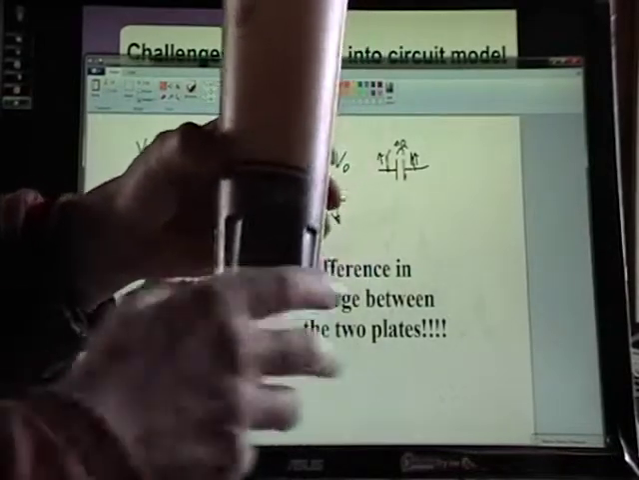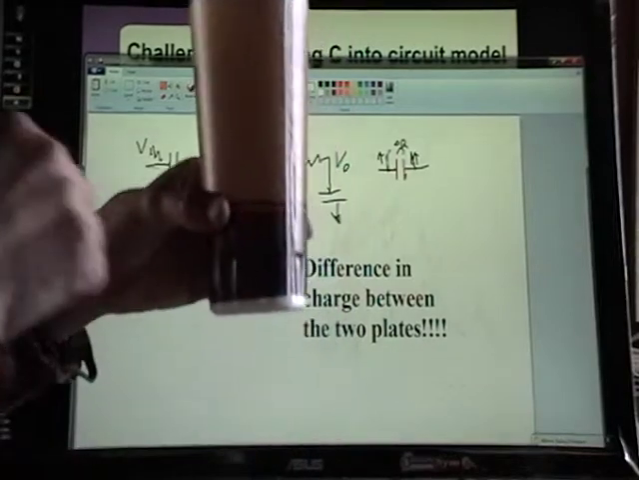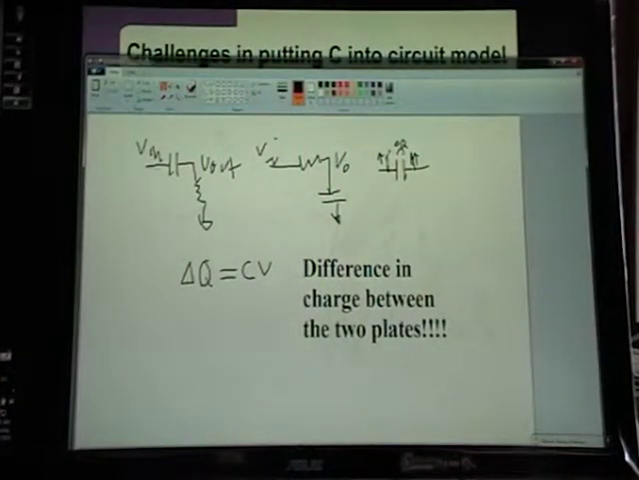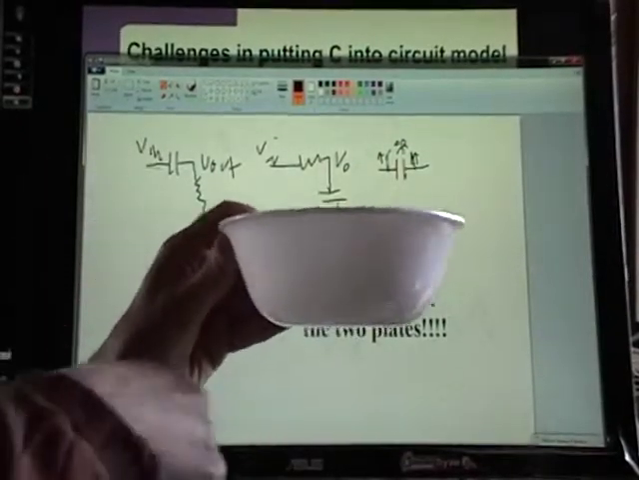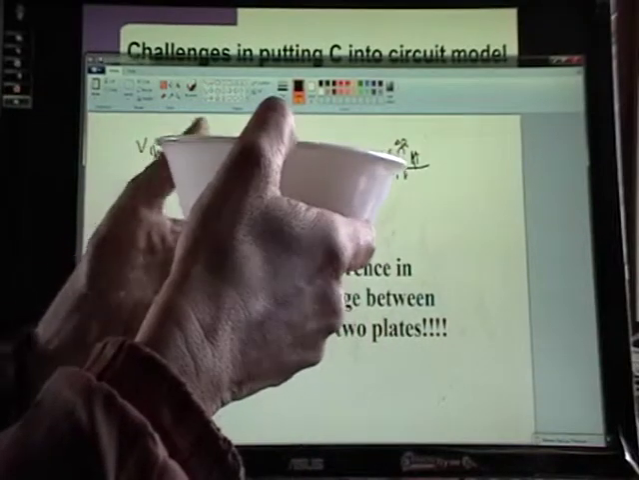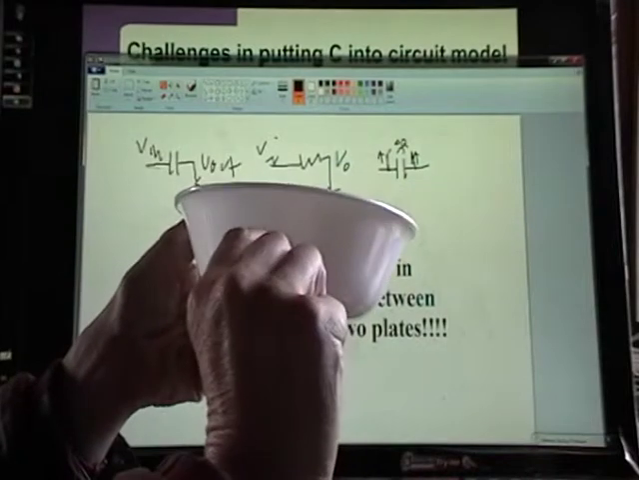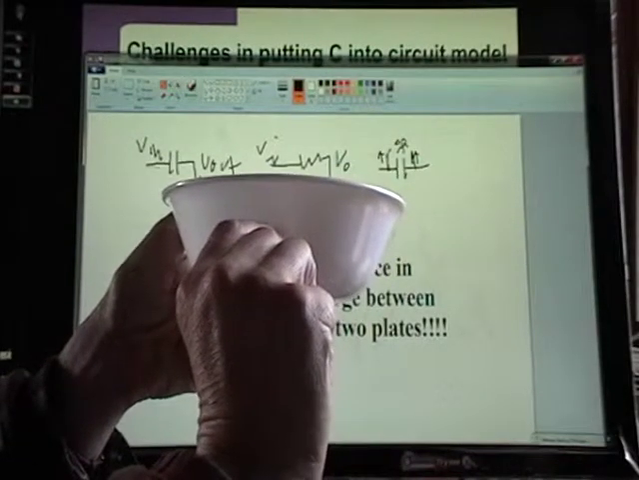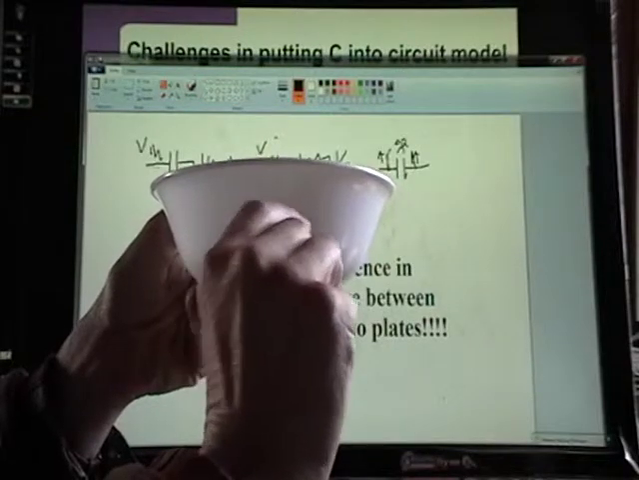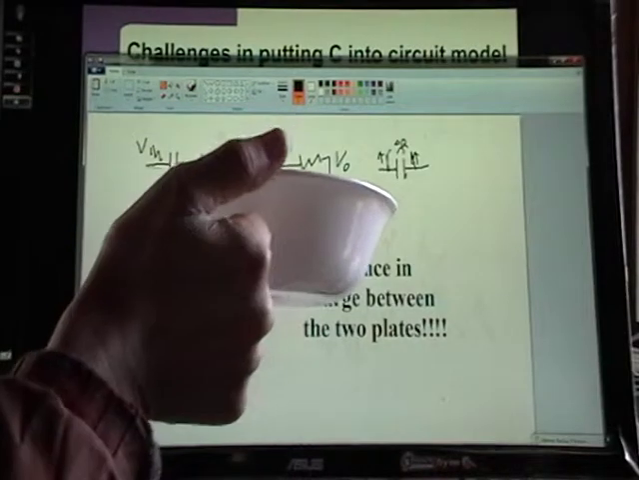Okay, so here's your capacitor. This cup is too big. How about a bowl? There we go. Okay, so here's your capacitor. Here's one plate, and the amount of water in this bowl, that is your charge. And you can think of the difference in voltage between the two plates as the bottom of the water and the top of the water.